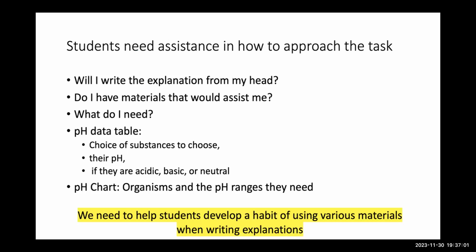I want them to get into this habit of using various materials when they're writing explanations. Anytime they write an explanation, they should have some data, right? They should know what the science ideas are. They can use the student reader. I also have students take notes in a notebook. They can use those. So they shouldn't just be sitting down and writing it from their head. But this is what I've seen. If I don't stress this, this is the approach most students take. They're just going to sit down and start writing.